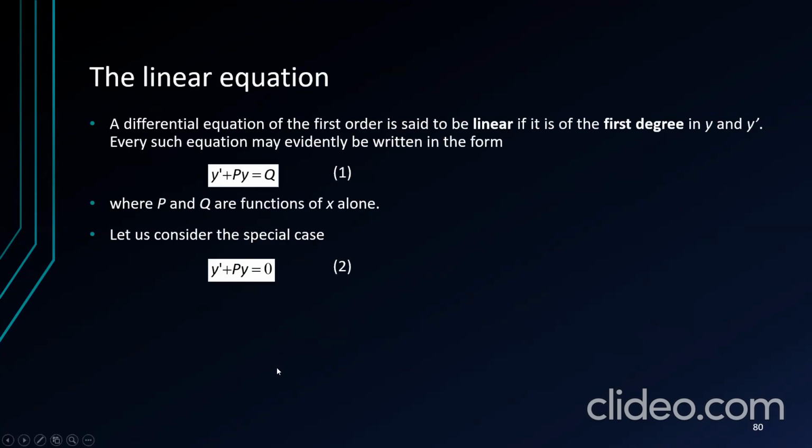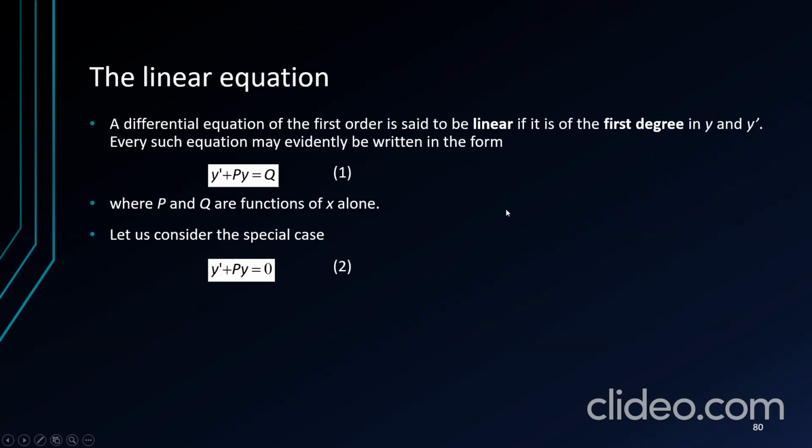Next, linear equation. A differential equation of the first order is said to be linear if it is of the first degree in y and y prime. First degree, yung exponent niya. Every such equation may evidently be written in the form y prime plus p y is equal to q. Ito yung sinasabing linear, where p and q are functions of x alone. Walang y.